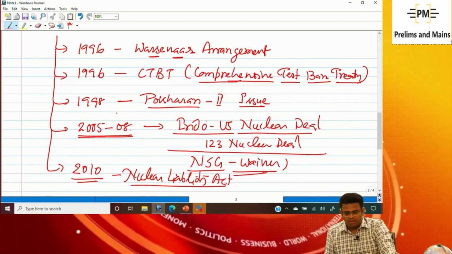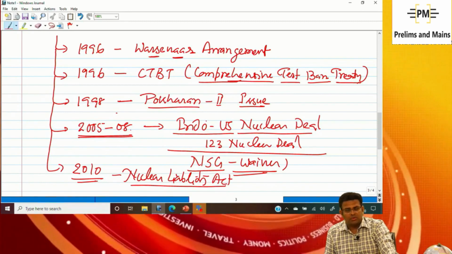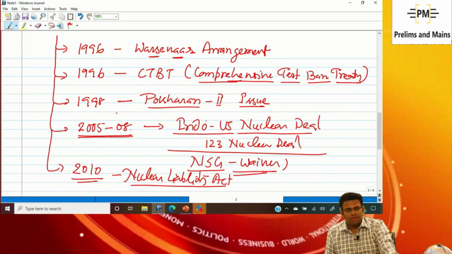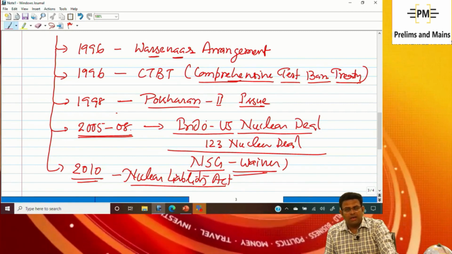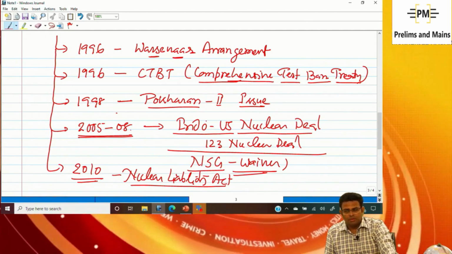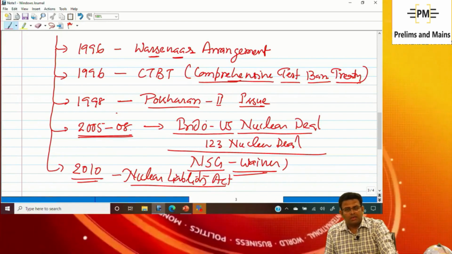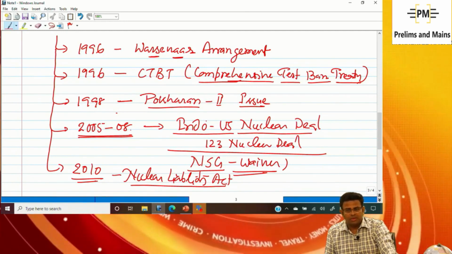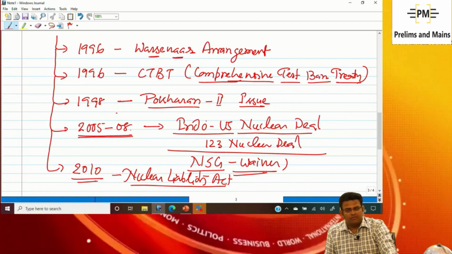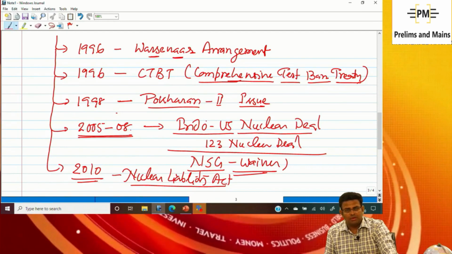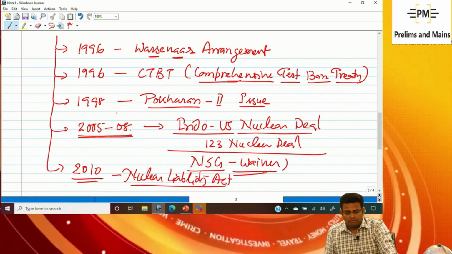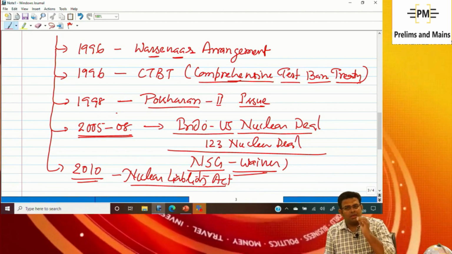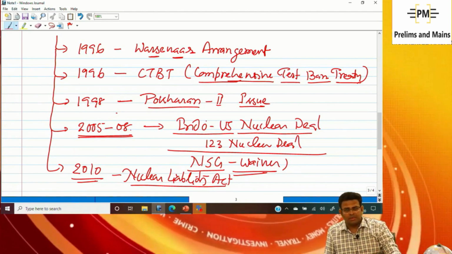And Pokhran 2: India again showed its power, that it has a nuclear bomb. In Pokhran 1, India showed that it has an atomic bomb, and in Pokhran 2, India showed that it has a hydrogen bomb as well as an atomic bomb. We will also discuss the difference between Pokhran 1 and Pokhran 2. And thereafter there were lots of sanctions in 1998. You know that just the next year, 1999, the India-Pakistan Kargil war took place.